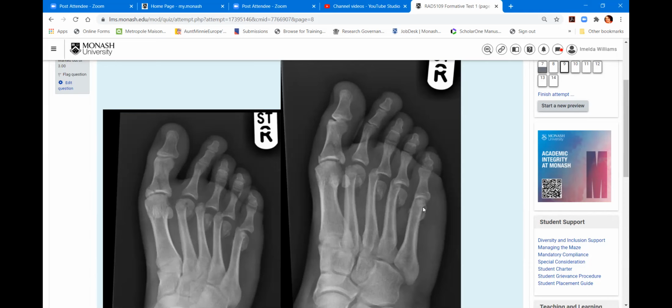So overall, your comment should be there is a right big toe comminuted fracture at the base of the proximal phalanx, and this is intra-articular as well. And there are fracture dislocations of the heads of the metatarsals of the second to the fifth metatarsals.